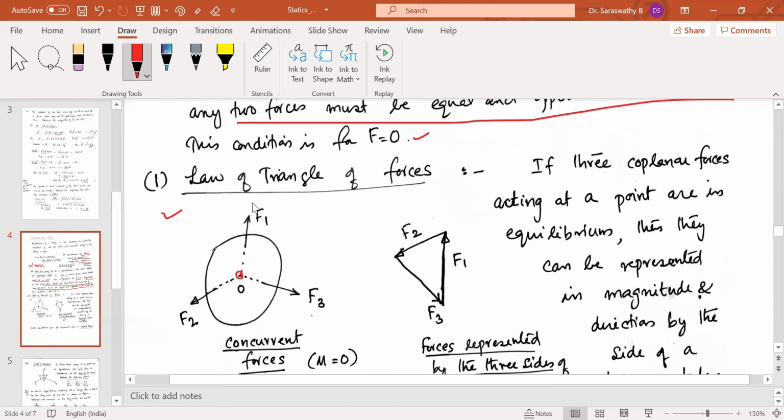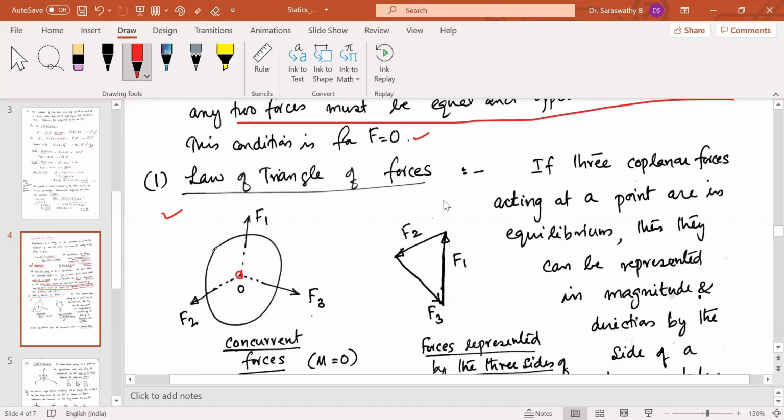The first force F1 is represented by one side of the triangle. So draw a line parallel to F1 and proportionate to it, and it is acting upward, arrow upward. For the second force F2, draw a line parallel to that. This is F2. And the third force F3. So with two sides of the triangle F1 and F2, the third side of the triangle will represent, in magnitude and direction, the third force F3.